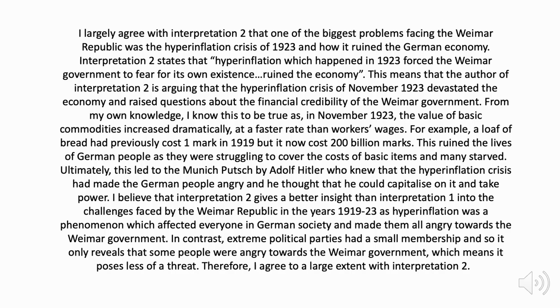Okay, so this is the model answer. Pause the video now, and I would try, if I were you, to highlight where I have done my point, where I have done my evidence, where I have done my explanation, where I have included my own knowledge, where I have analysed and said which interpretation, and said whether I think interpretation 2 is better than interpretation 1 or not, and where I have linked back to the question. Okay, do that for me now.